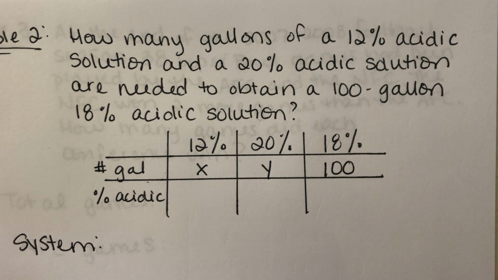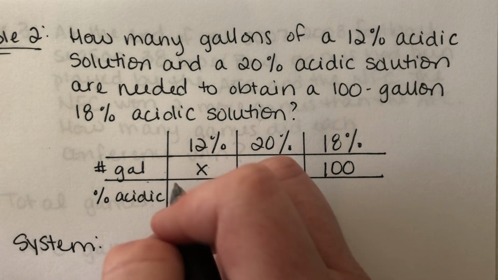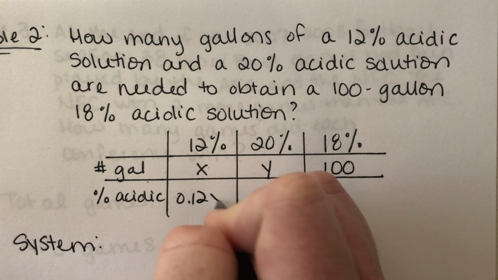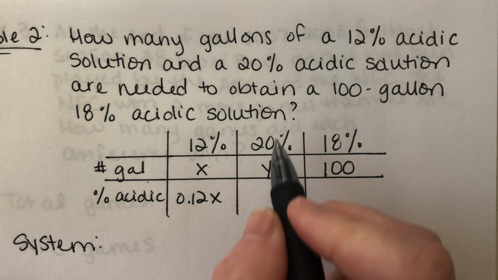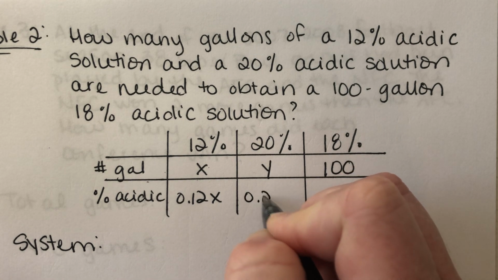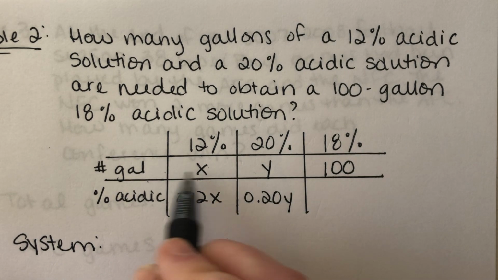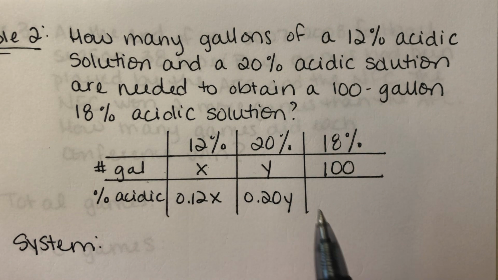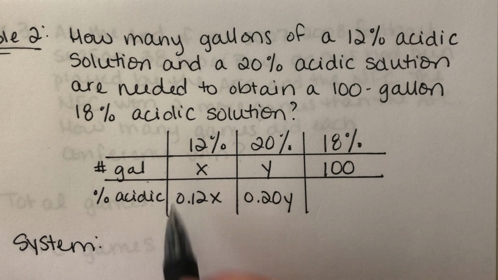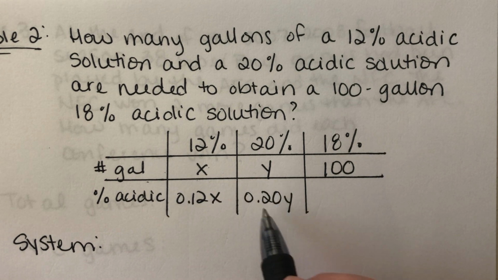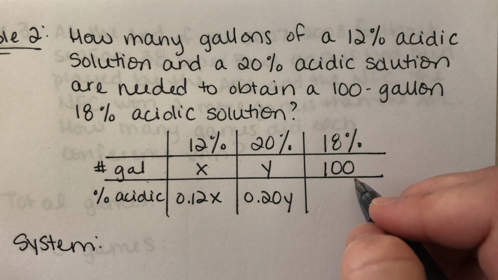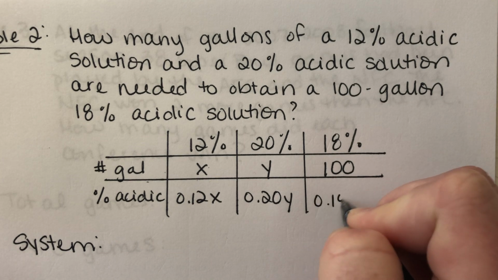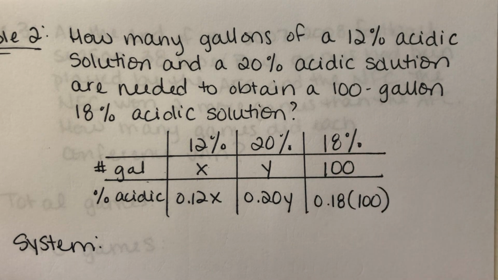Okay, percent acidic. Well, if I have X gallons and those gallons are 12%, I'm going to represent that with 0.12X. And I have Y gallons of the 20%, so that's 0.20Y. This represents how acidic the liquid is, right? And this represents how acidic this liquid is, okay? And then for this one, 0.18 times 100, okay? So I set it up the same way I did the last problem.